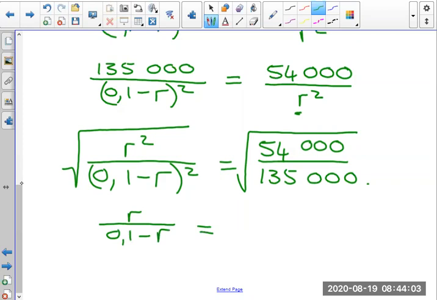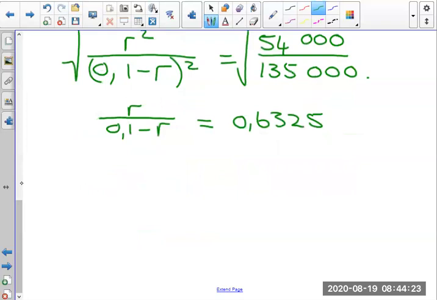And here I'm going to say 54,000 divided by 135,000 equals, and then the square root of your answer is going to be 0.6325, 3 or 4 decimal places. Okay. Now what I can do is I can say r equals 0.6325 times 0.1 minus r.